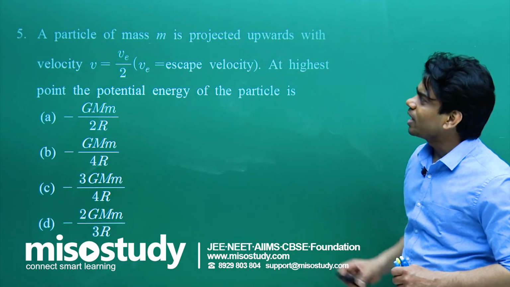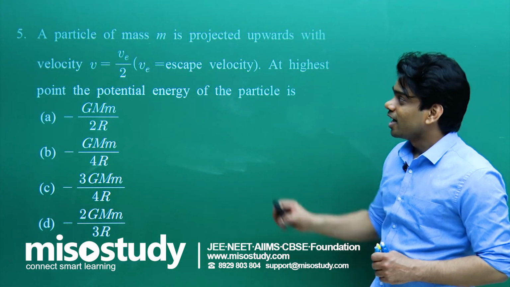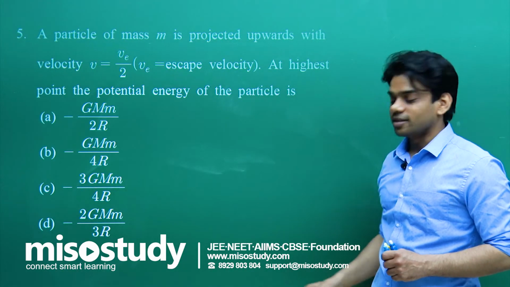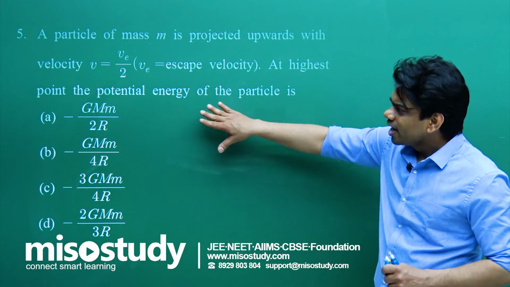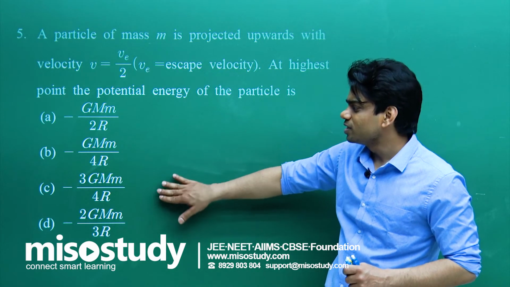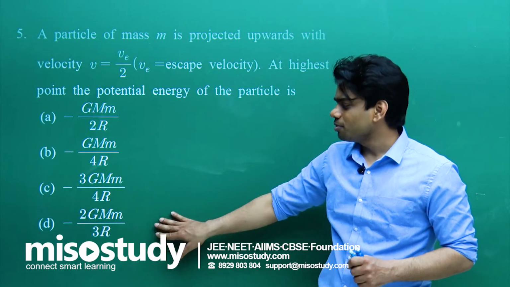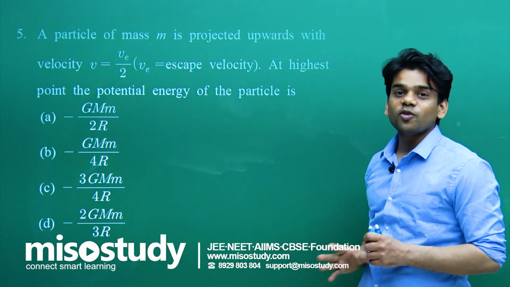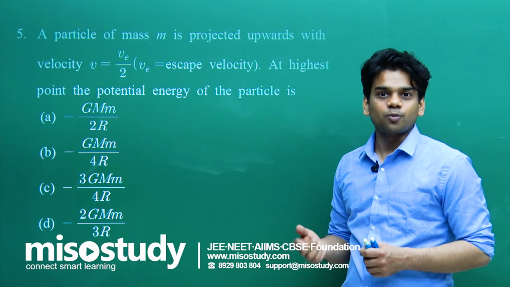A particle of mass m is projected upwards with velocity v equals to v_e by 2, and v_e is the escape velocity. At the highest point, the potential energy of the particle is, we need to find out. A: minus GMm by 2R, B: minus GMm by 4R, C: minus 3 by 4 GMm by R, D: minus 2 by 3 GMm by R. So here you have to find out the potential energy of the particle at the highest point.